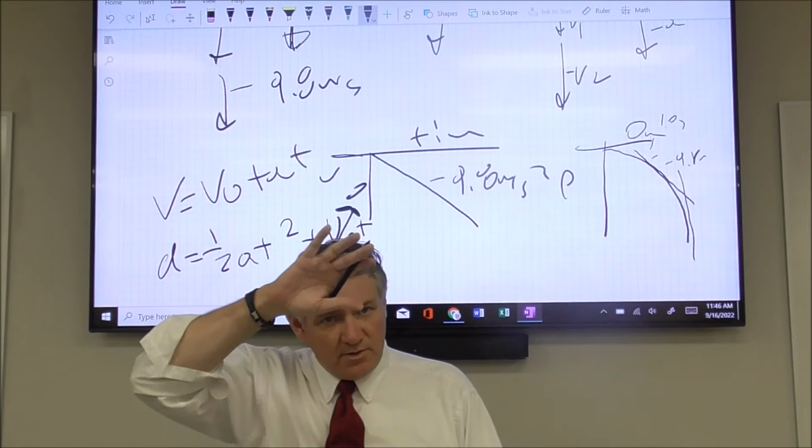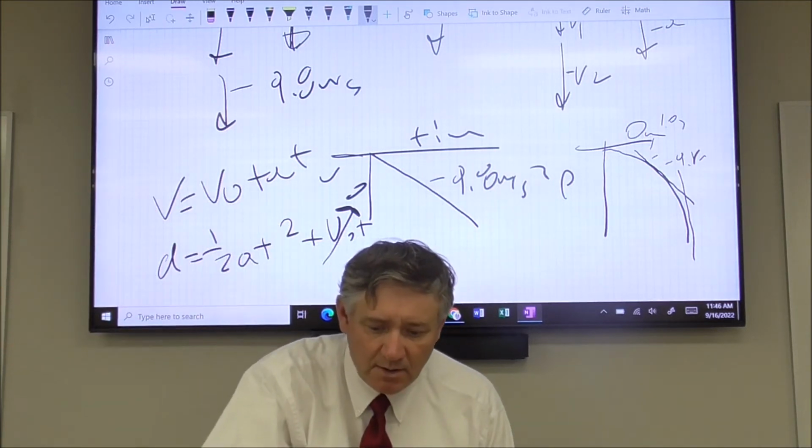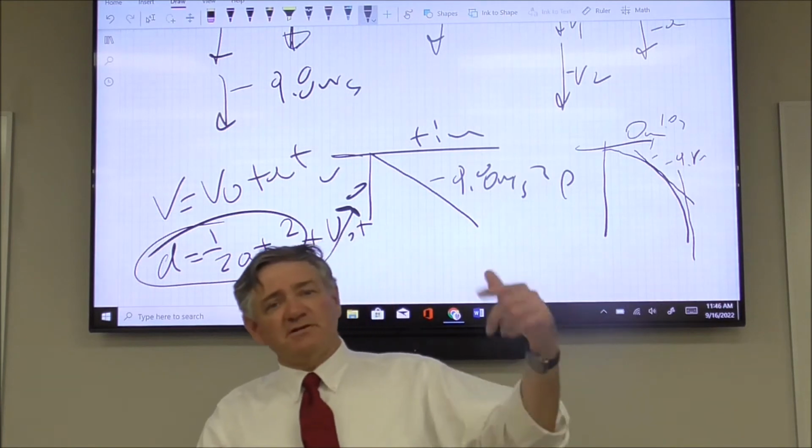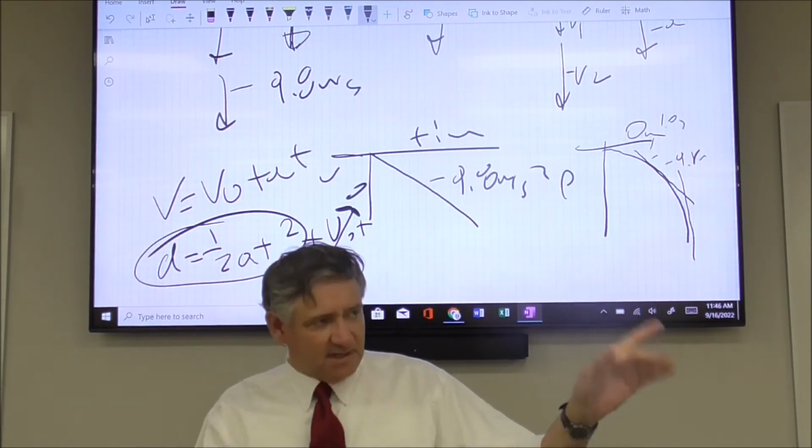So your position time graph is curved because of 2 reasons. Mathematically, it's curved because you're multiplying it by time squared. It's a quadratic function. That's the reason number 1.